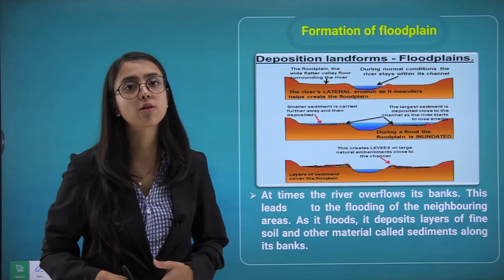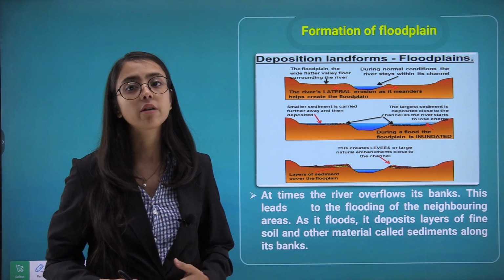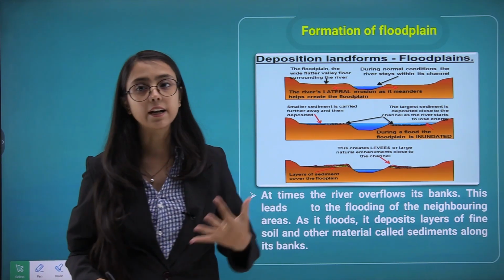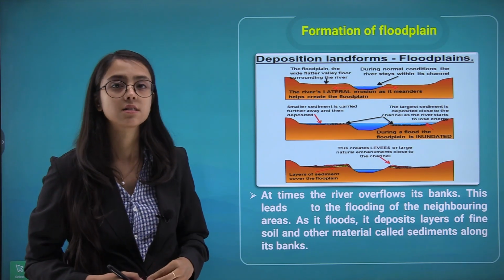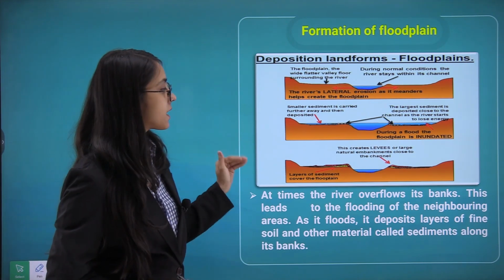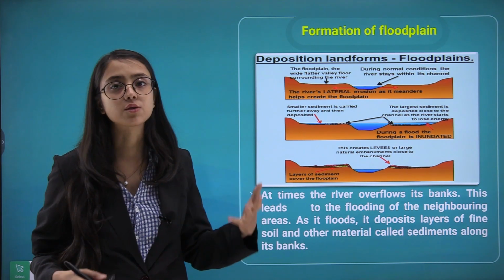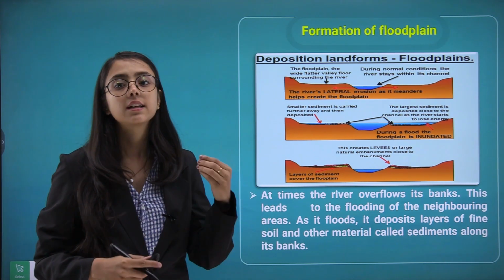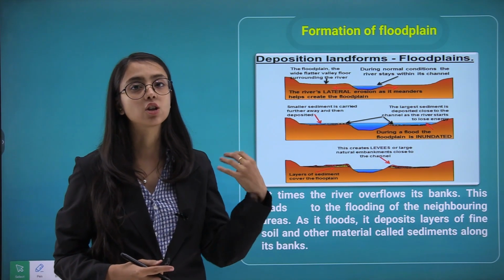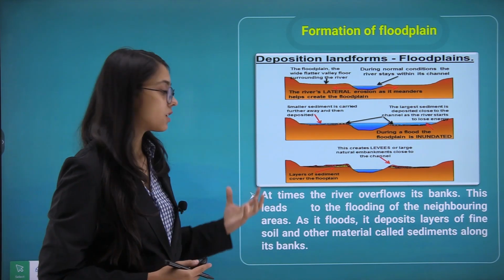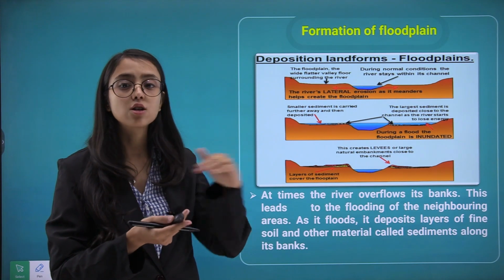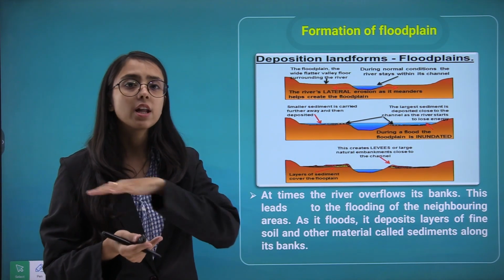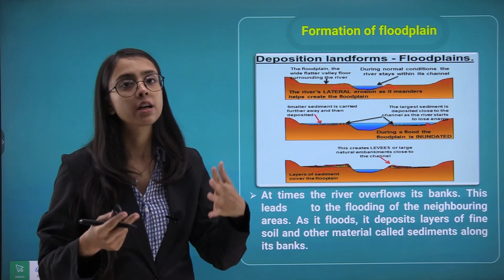Now let's talk about the formation of a flood plain. How are flood plains formed? The deposition on the landforms is known as flood plains. At times, when a river overflows its banks, it leads to flooding of that particular area. As it floods, there are deposits or layers of soil and other materials such as stones and gravel, which are left on the banks of the river.